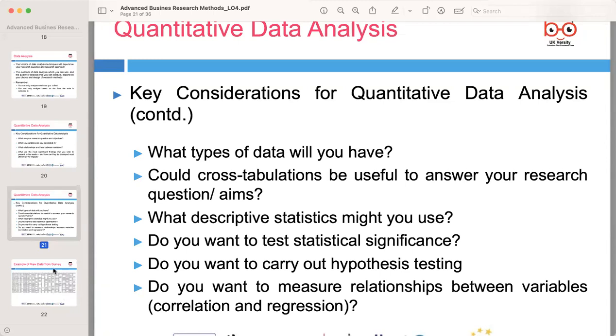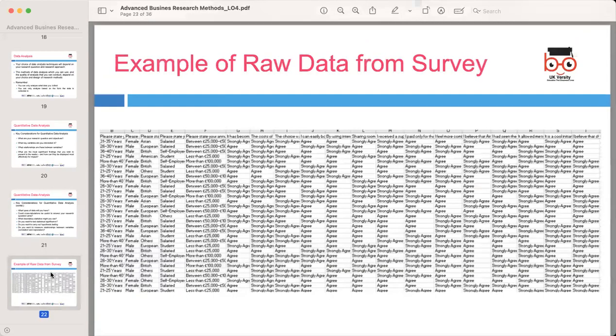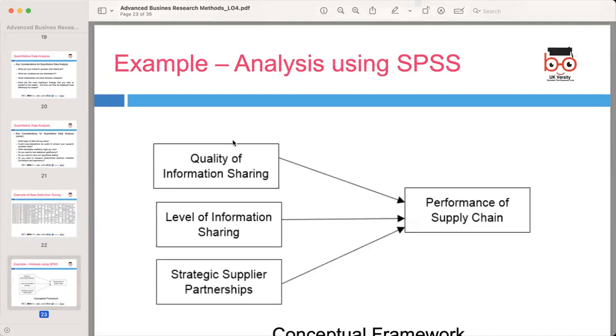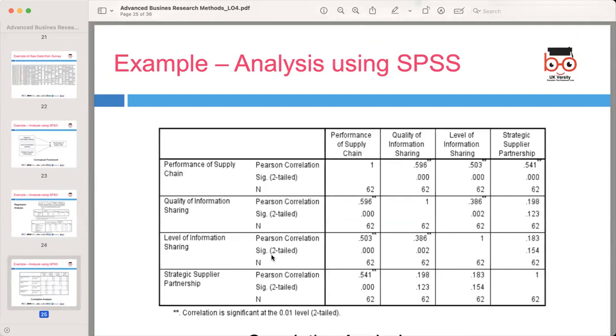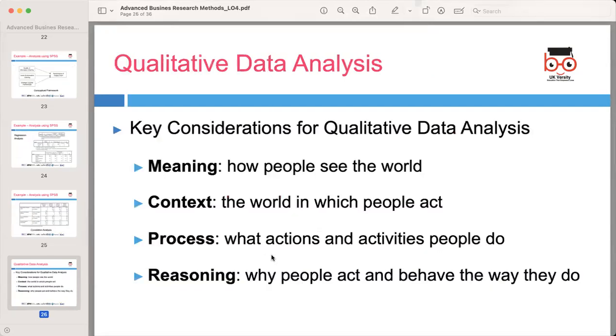Is that clear? Yes. Okay, here are some examples of raw data and surveys. Example analysis using SPSS: quality of information sharing, level of information sharing, performance of supply chain. So, example analyzing using SPSS, again, it's about data here.